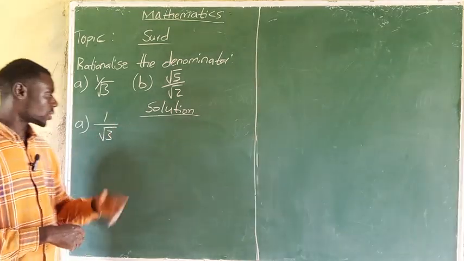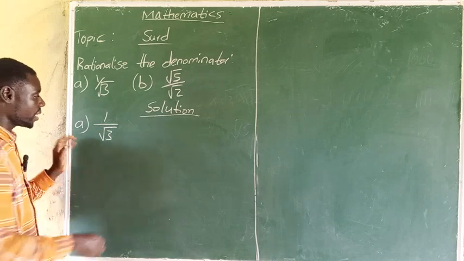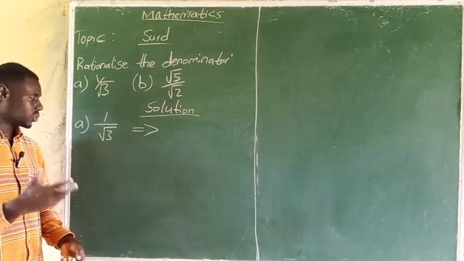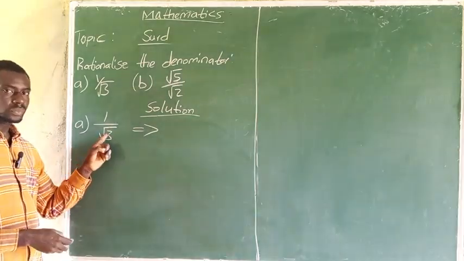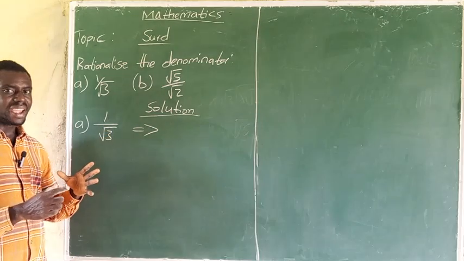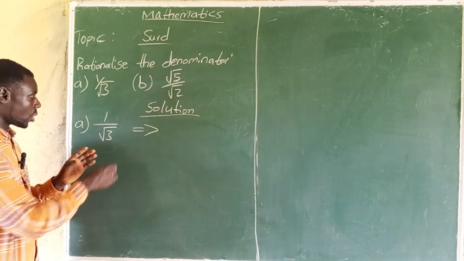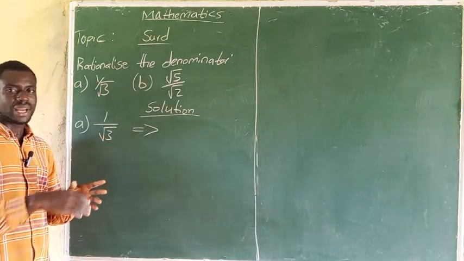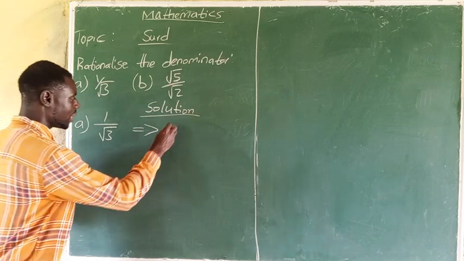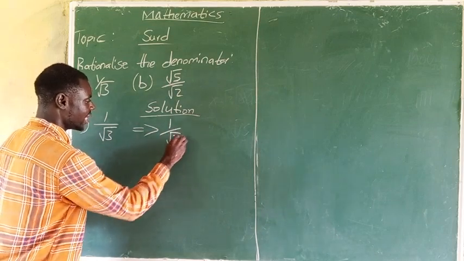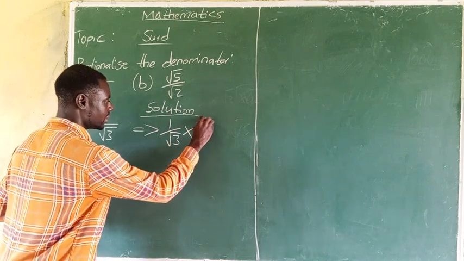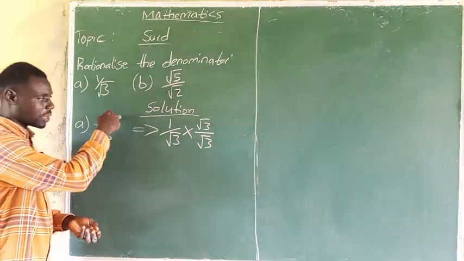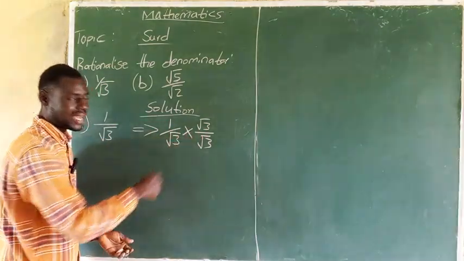How do we rationalize? When you see a case like this, you do it this way. Rationalization means you should use the denominator as a conjugate. What does conjugate mean? Use the denominator to multiply both the numerator and the denominator. What I'm simply saying is that 1 over root 3 times root 3 over root 3. That is, use the denominator to multiply the up, and use the denominator again to multiply the down.